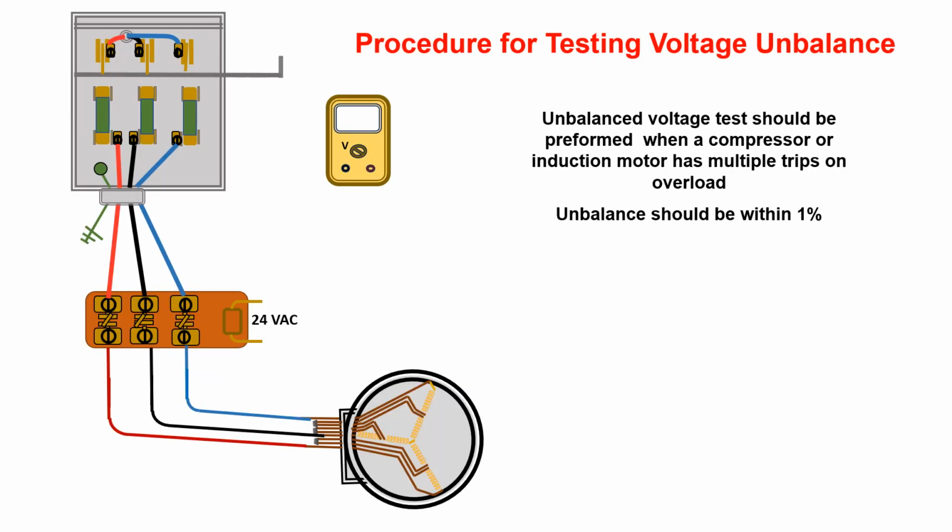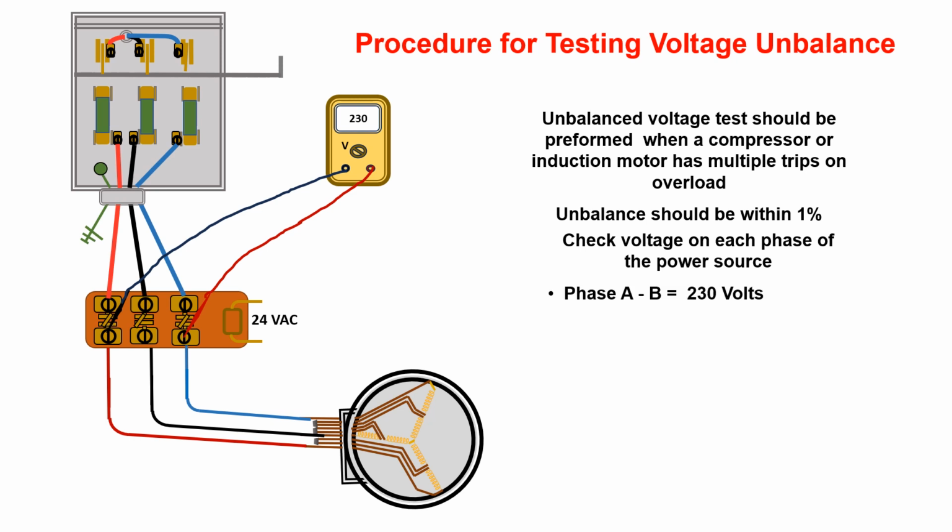Let's look at the procedure for testing voltage unbalance. Unbalanced voltage tests should be performed when the compressor or induction motor has multiple trips on overload. Unbalance should be within 1%. Check the voltage on each phase of the power source. First, test line A to B.